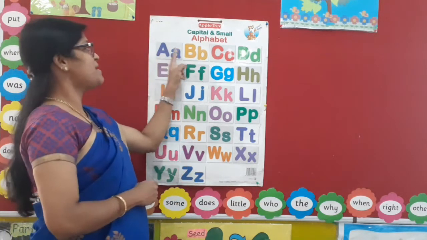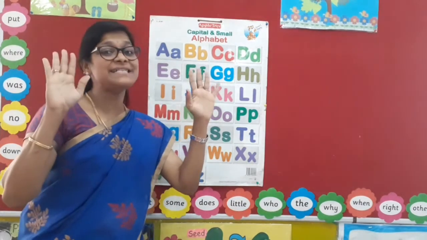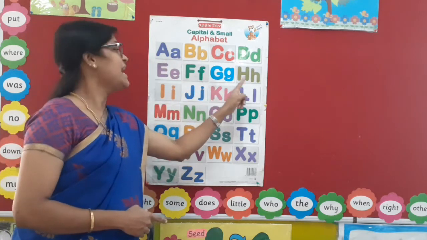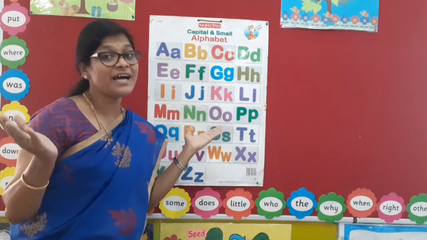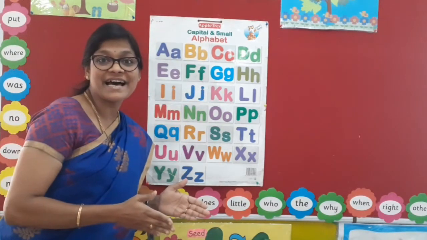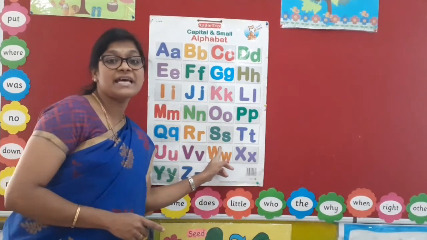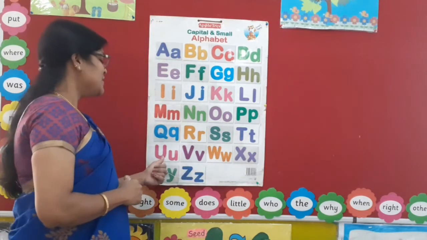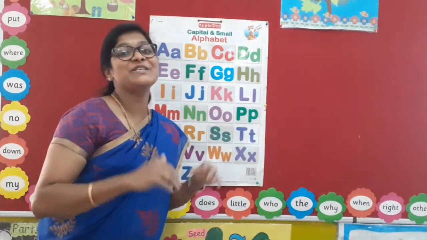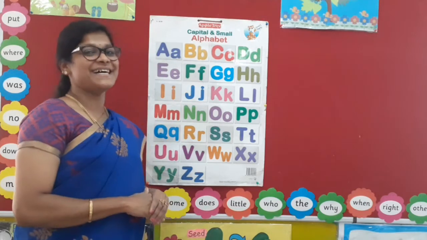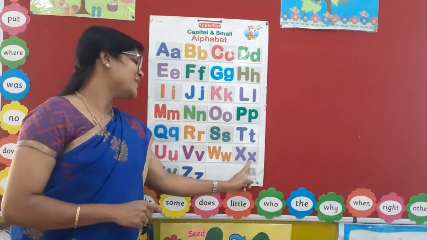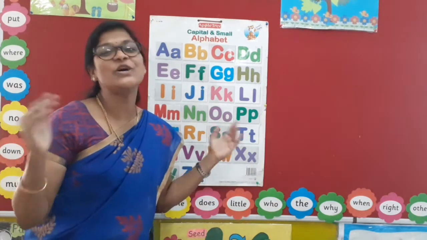A, B, C, D, come and see. We are followed by E, F, G, H, I, J, K, R, close behind. L, M, N, O, P, stand in a line. Q, R, S, followed by T. U, V, W, R, moving up fast, as they don't want to be at the last. X, Y, Z, were too slow, so they are at the end of the row.